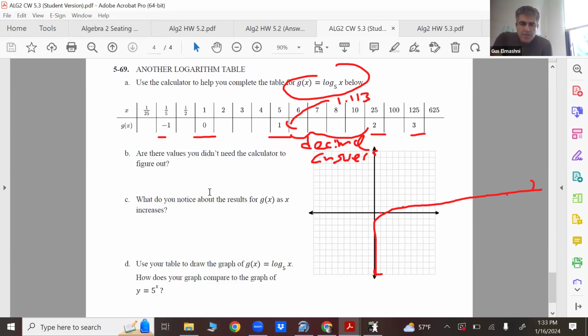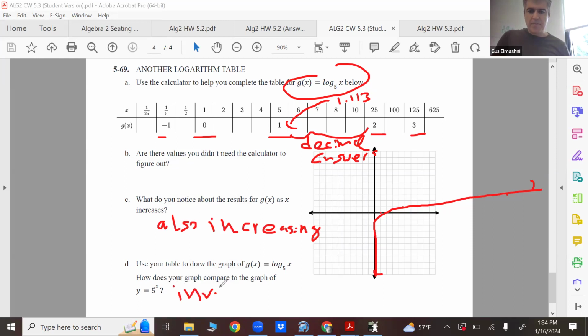What do you notice about the results for g of x as x increases? It increases also. Also increasing. And then use your table to draw the graph. Well, we just did. And how does this compare? They're inverses of each other.